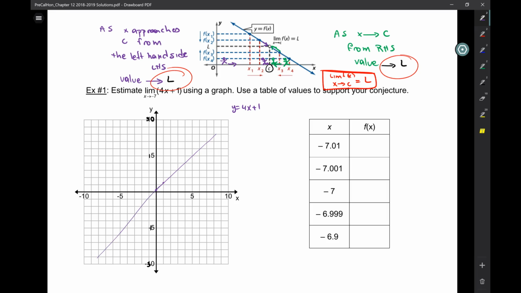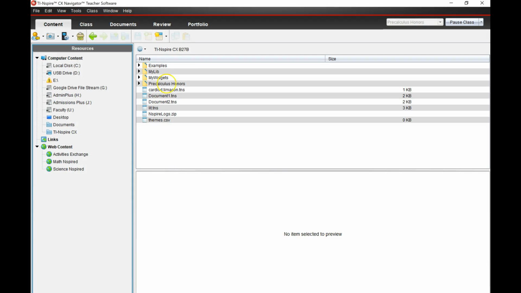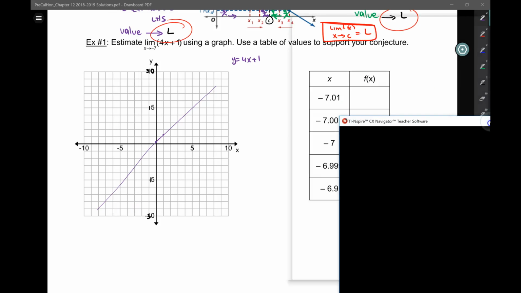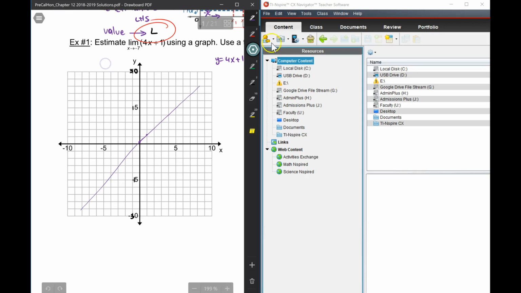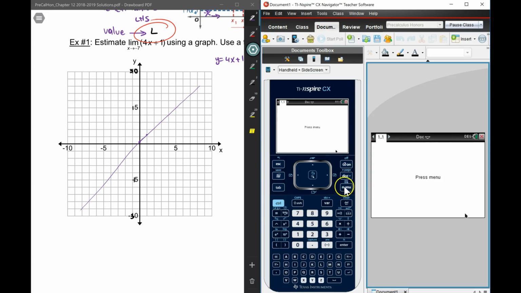So one way is you can use the graph to estimate as x approaches -7 what y value y is approaching, right? That's one thing you could do. You could just look at what y value it's going to. What you could also do is use a table of values. So with your calculator, what we're going to do is figure out some of those values.